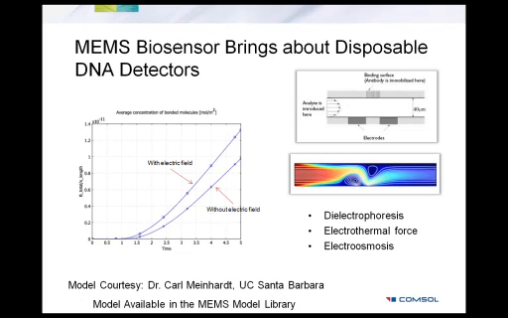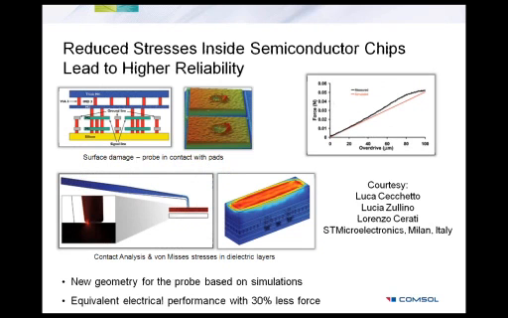So as you can see, with the applied electrical field, there is a higher rate of reaction binding on the surface as against a lower rate when there is no electrical field. This is one of those examples where a MEMS biosensor was basically designed based on simulations from COMSOL. And I wanted to show you one more example from one of our users. This is from ST Microelectronics, a semiconductor application.